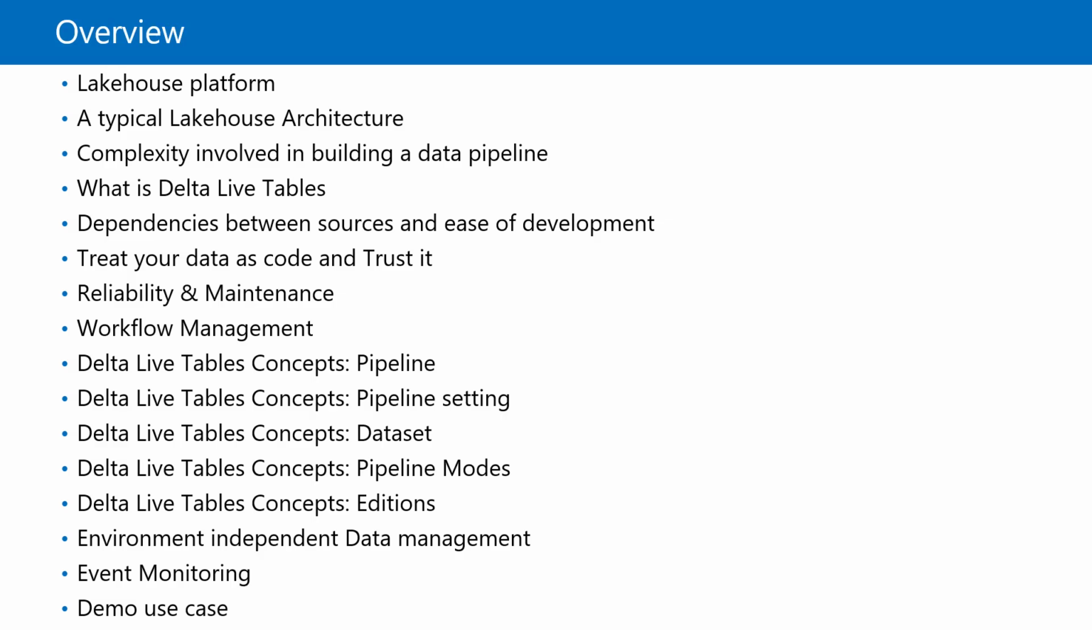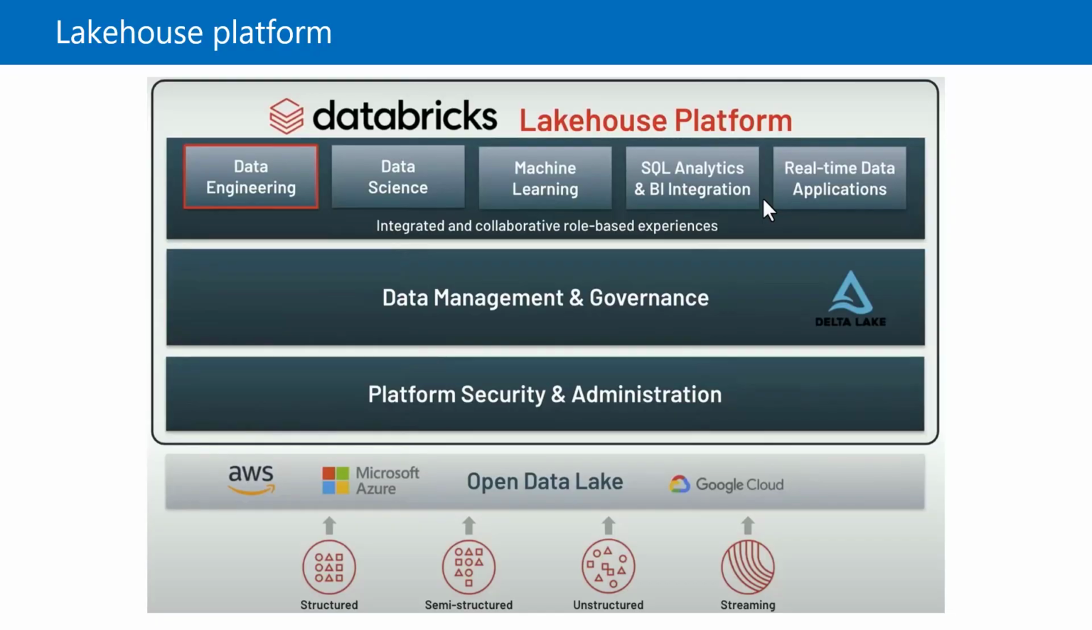So let's get started. A typical Lakehouse platform. What does it mean when I say Lakehouse? So Lakehouse has different layers. On the first layer from the bottom, you have different sets of datasets, like structured data, semi-structured data, or unstructured data, or some streaming datasets, right? The streaming datasets coming from Kafka or Stream Analytics. All these are the different datasets.